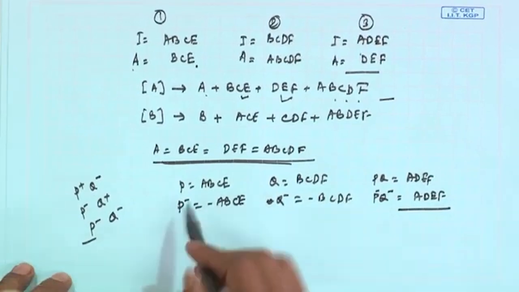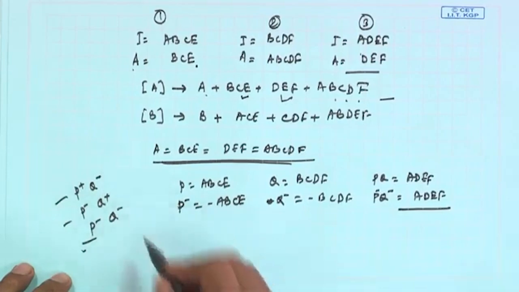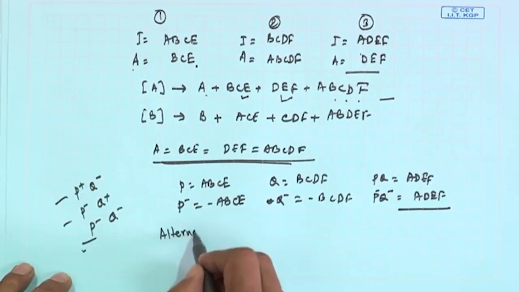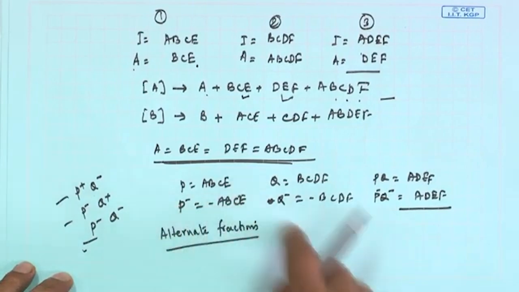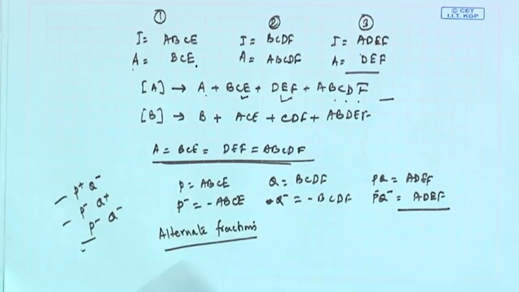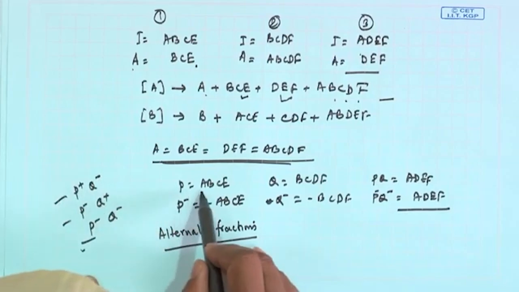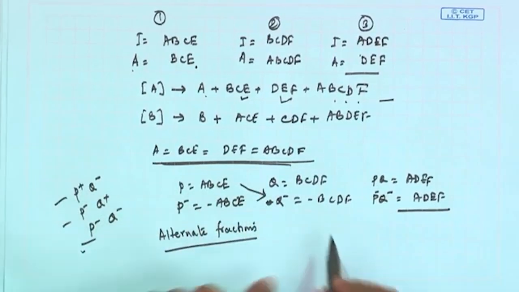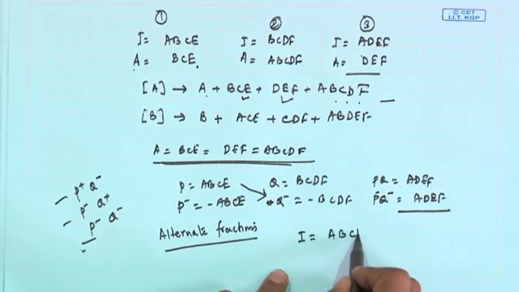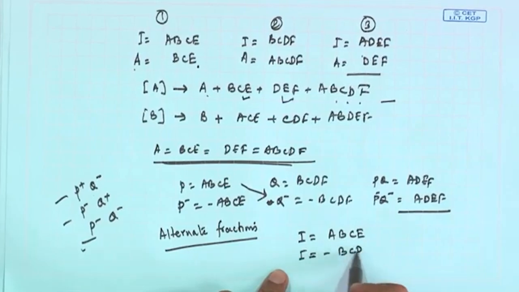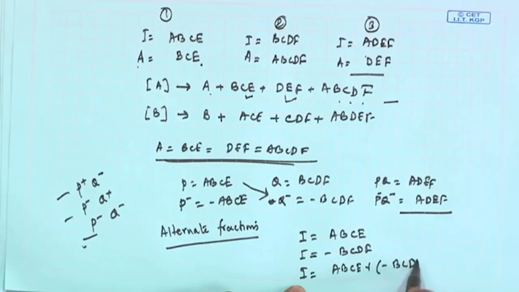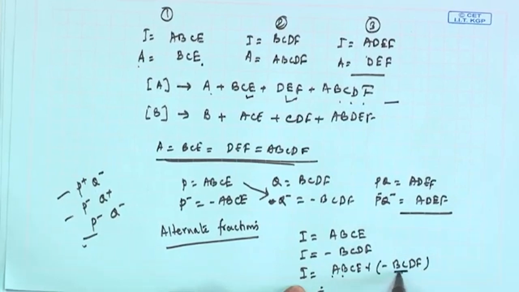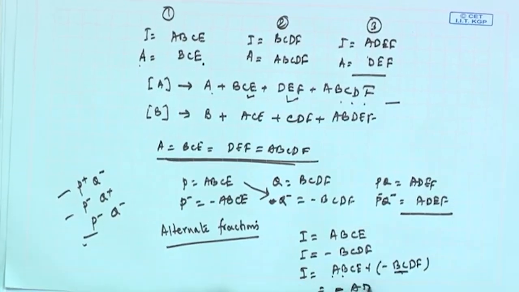If you choose any one of the three, these are basically alternate fractions. When you use alternate fractions, the sign conventions will be different. For example, if you use the first one, like P plus and Q minus, the defining relation is I equal to ABCE, and another I equal to minus BCDF. Then ABCE into minus BCDF: A is not there, B cancels, so this one is minus ADEF.